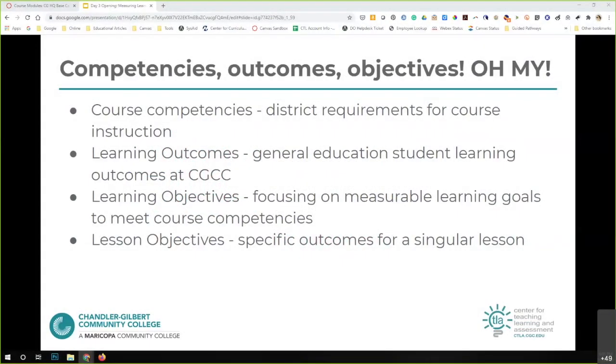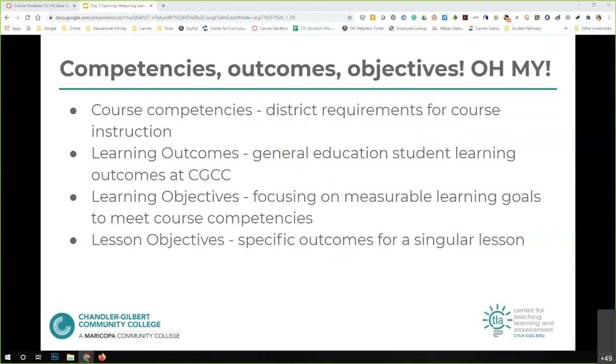So, one of the questions that we frequently get is about what's the difference between competencies and outcomes and objectives. And sometimes these terms are actually used interchangeably. It's not surprising that they become confusing. And so I don't want you to get bogged down and get confused with this tonight. So let's just go through what they are really quick.